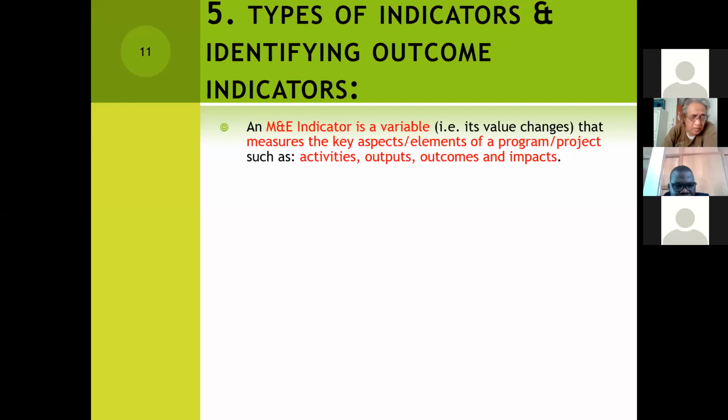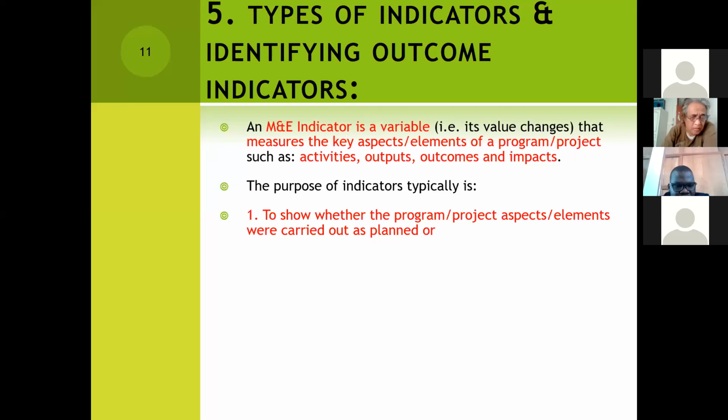The purpose of indicators is typically to show whether the program or project aspects or elements were carried out as planned, or whether the program or project was able to cause a change or a difference.